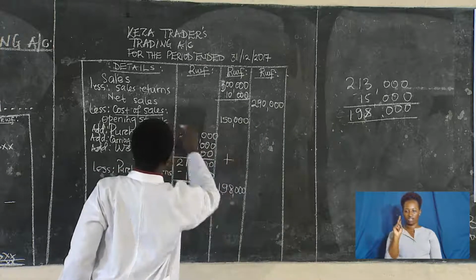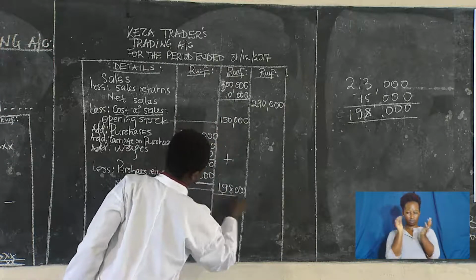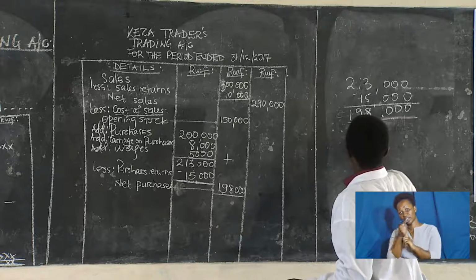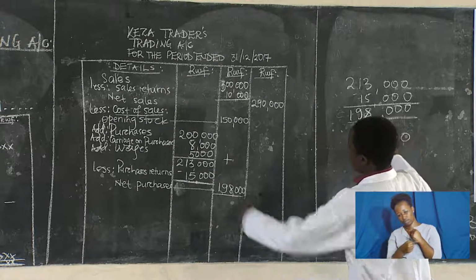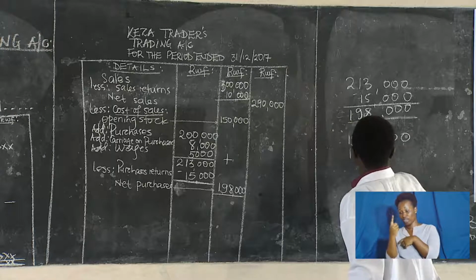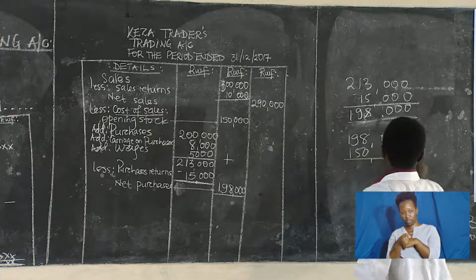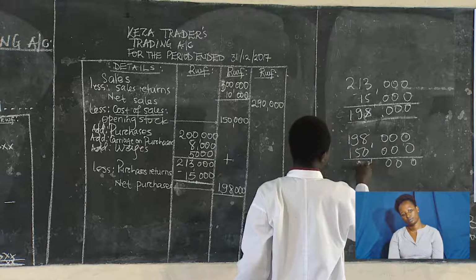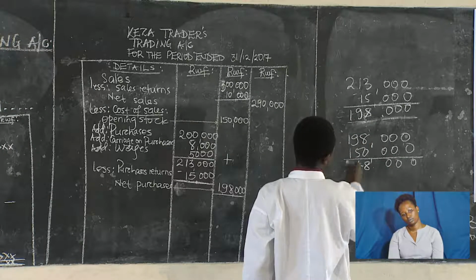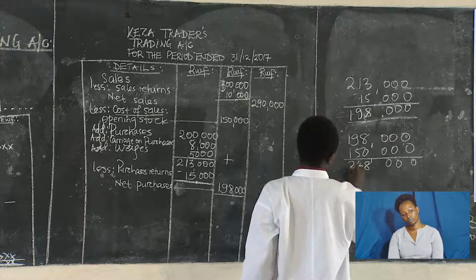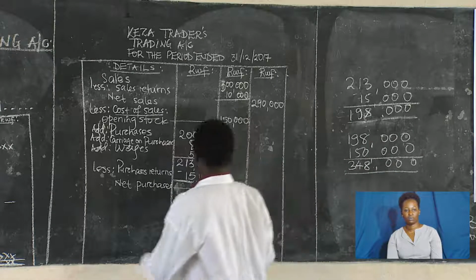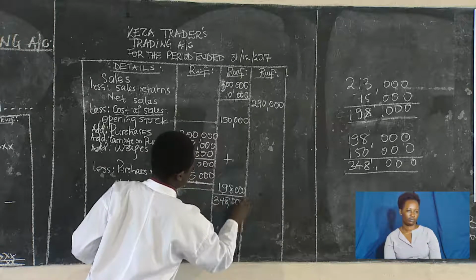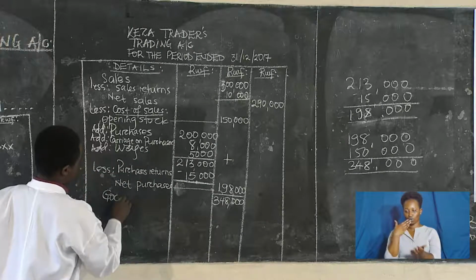Add it with opening stock. So when you get this 198,000, you add 150,000. Here 8. 9 plus 5, 14. You write 4, you keep 1. You put it here. It becomes 2, 3. So it is 348,000. So this is goods available for sale.